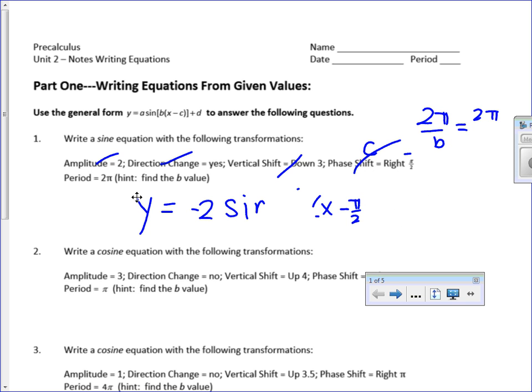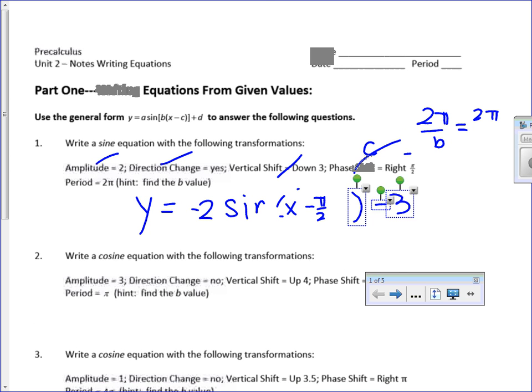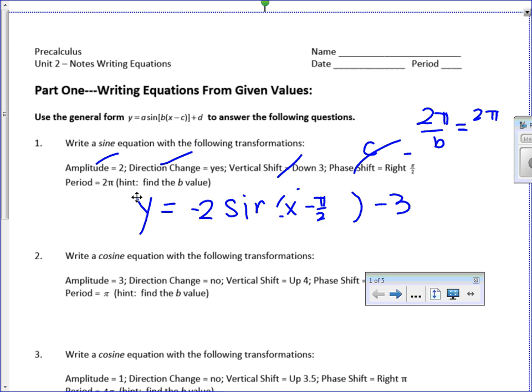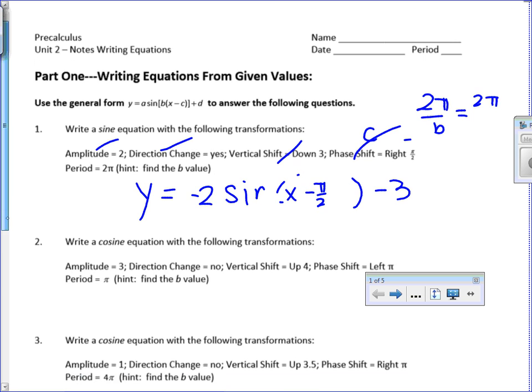Oh man, I just messed it all up. Minus. So that is the most simplified version of the formula. Are we okay? Yes? Maybe? No? Nothing? All right, next question.